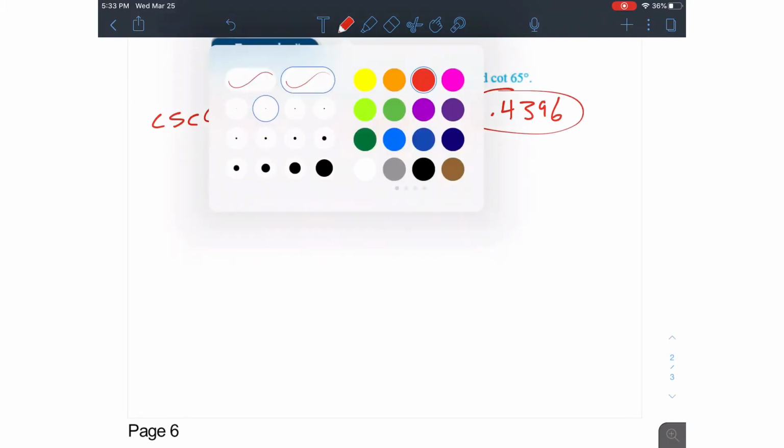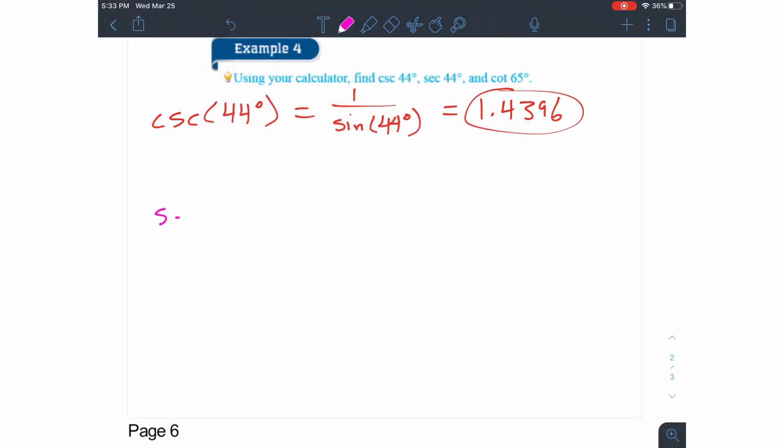Then for the second one, we have secant of 44. That is the same thing as 1 over cosine of 44. Type that into your calculator, and you get 1.3902.